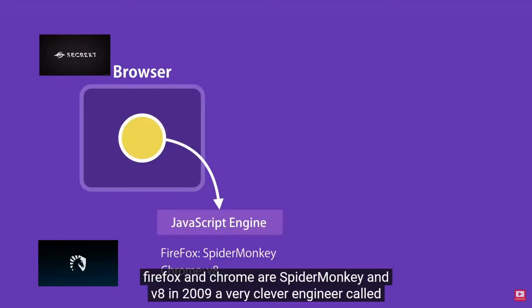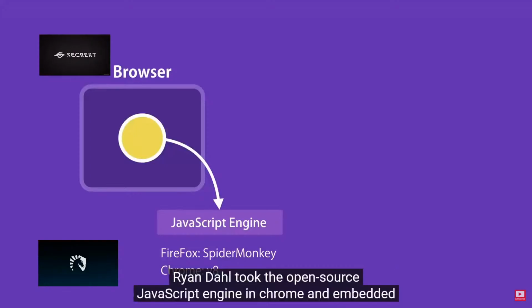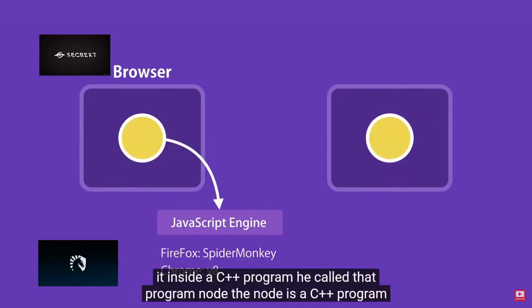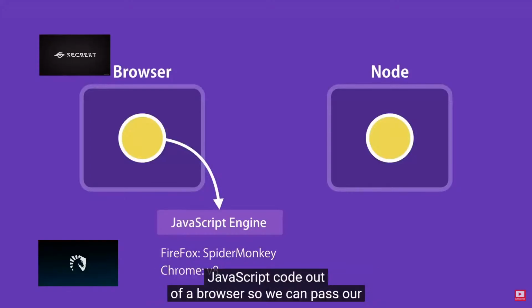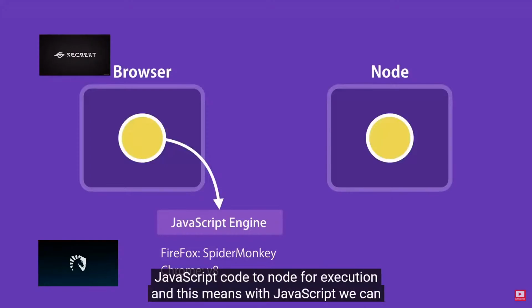In 2009, a very clever engineer called Ryan Dahl took the open source JavaScript engine in Chrome and embedded it inside a C++ program. He called that program Node. So Node is a C++ program that includes Google's V8 JavaScript engine. Now with this, we can run JavaScript code outside of a browser. So we can pass our JavaScript code to Node for execution.